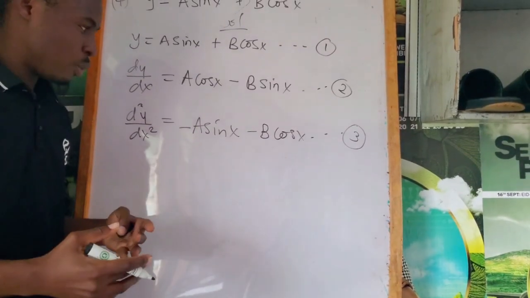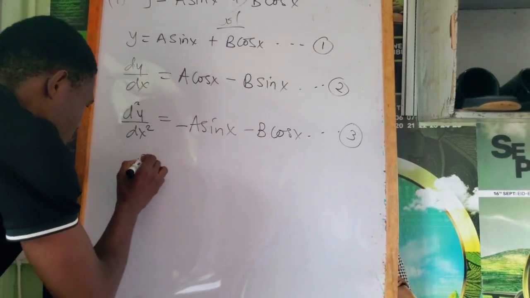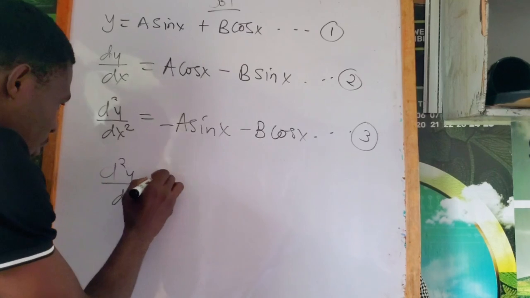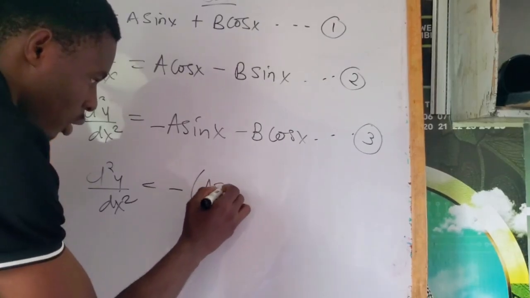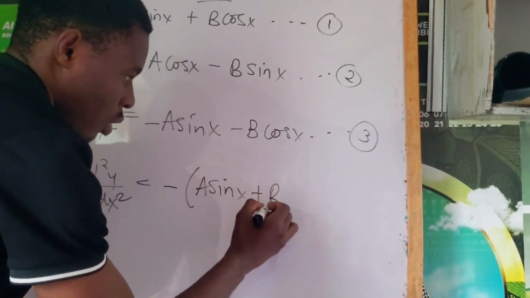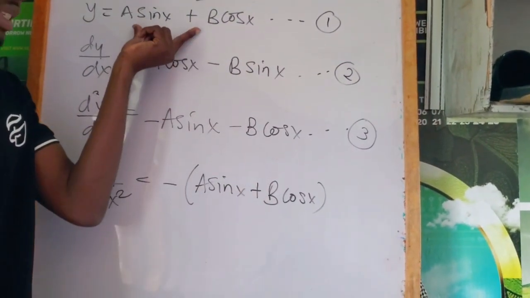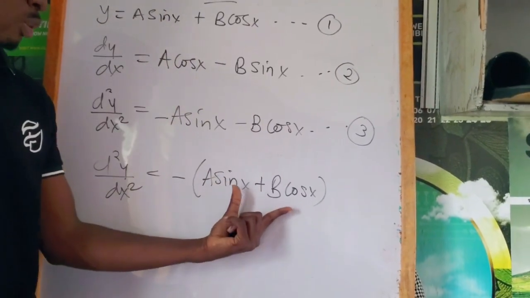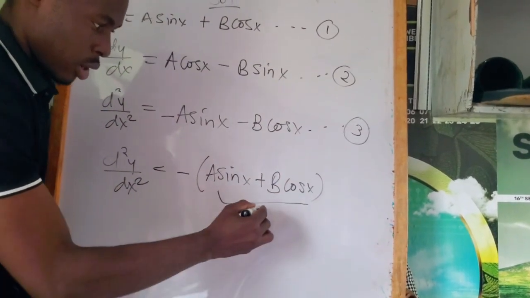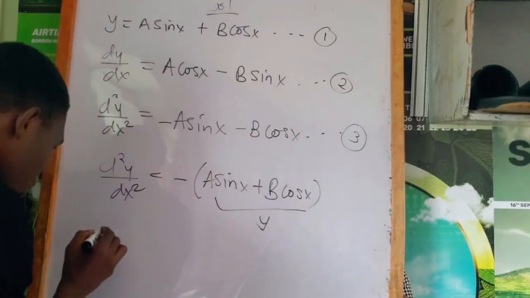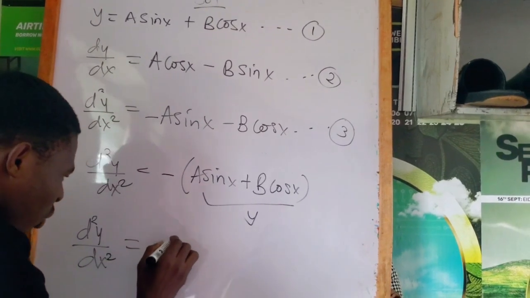So how do we manipulate this? Okay, now if we check, we can factor the negative sign from here. So d2y/dx squared can be written as, take the negative outside, to give you a sine x plus b cos x. But wait a minute, this is the same thing as y. A sine x plus b cos x is equal to y according to equation 1. So we can substitute this to be y. All right, let's do that. So d2y/dx squared is equal to minus y.